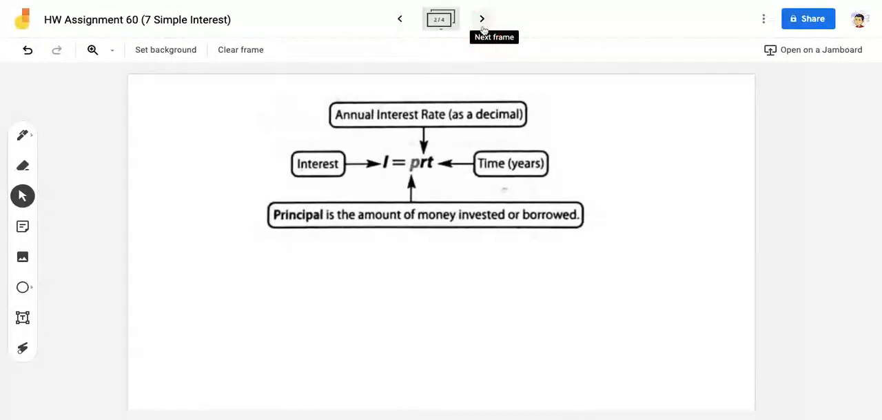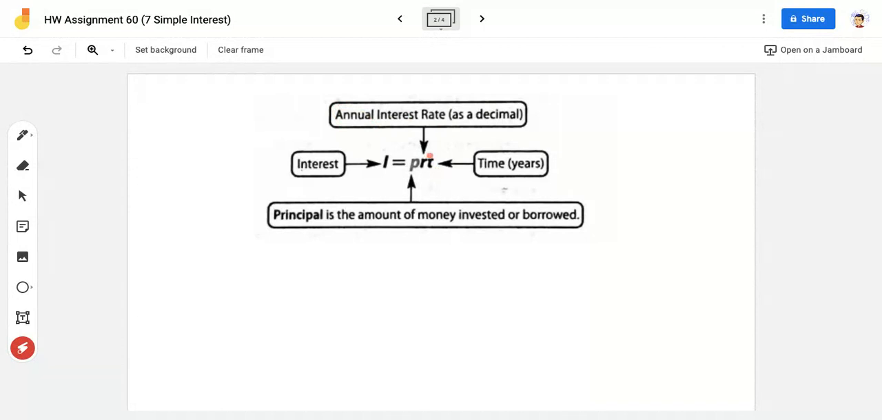Here's what we're going to use in order to solve these problems. The main equation itself is I is equal to PRT. I is going to be equal to the interest. P stands for the principal, which is the amount of money that is borrowed or invested, like we said before. R is the annual interest rate. Remember, notice how it says annual interest rate, as a decimal.